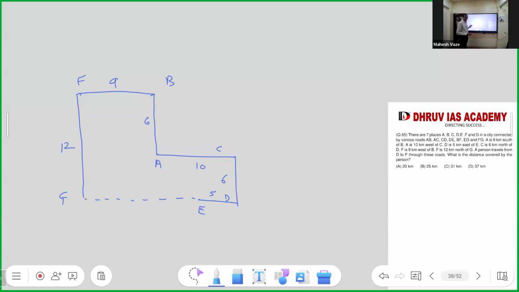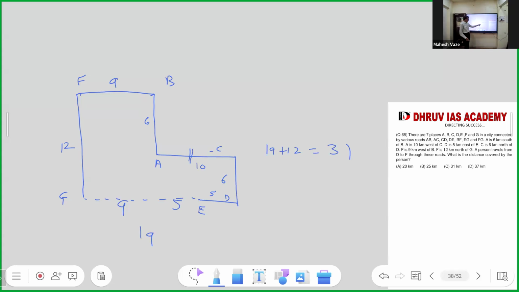Because EG is also a road. See, this is 5 km here. If you observe, this is 5, so this will be again 5 and this is 9. So 9 plus 5 plus 5, this is 19, and then this is 12. So GF is 12. So 19 plus 12, the total distance traveled will be 31.